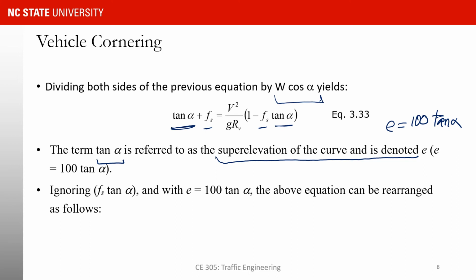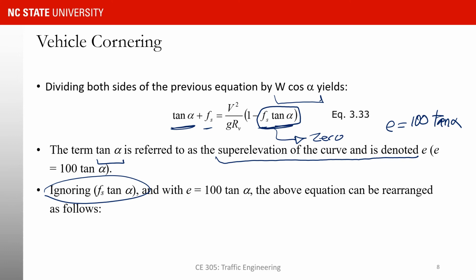We also here have F sub S into tangent of alpha. F sub S, the coefficient of side friction, is a small value, it's at 0.15. Tangent of alpha is also a small value. As a result of that, this value is very close to 0, so we just assume it is 0, so we ignore it here.